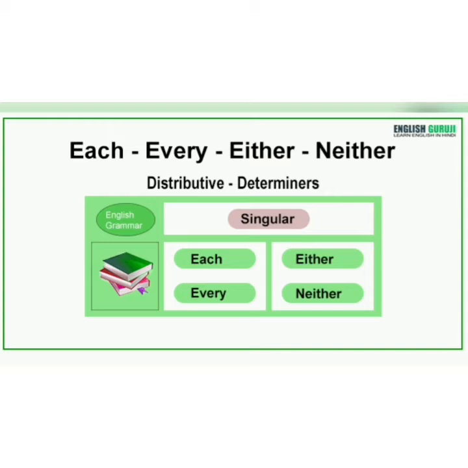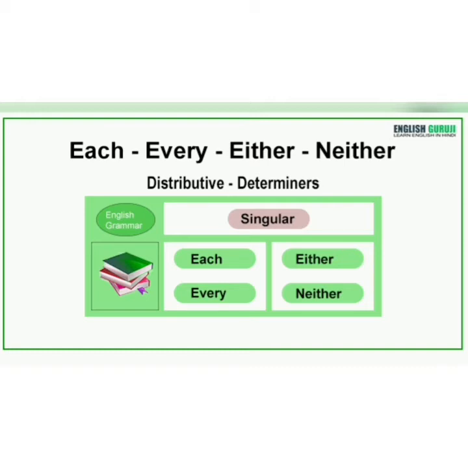Either and neither. Either is usually used in the context of two items or people. It has two meanings. First, one or the other of two. It does not matter which. For example, either of the candidates will make a good president. That is, any one of them. Second, both of two. For example, we have stairwells on either side of the building. That means on both sides.